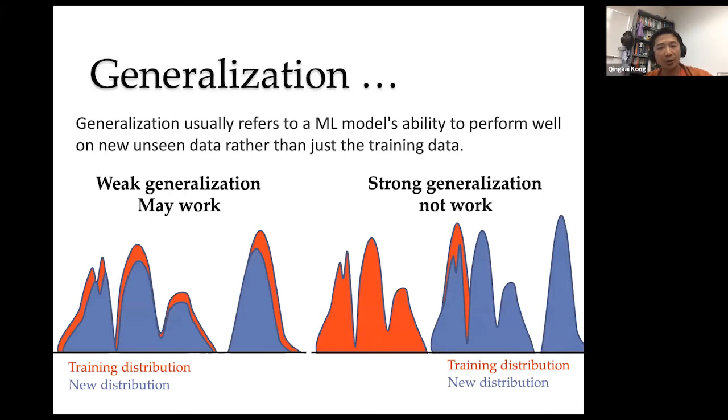You can see that when the distributions are very similar to each other, the algorithm will work well. Even if there are some discrepancies between these two situations, it may not work well. For strong generalization, my training data distribution is totally different from my new distribution, and there is only slight overlap. So this is the strong generalization case, which may not work well.